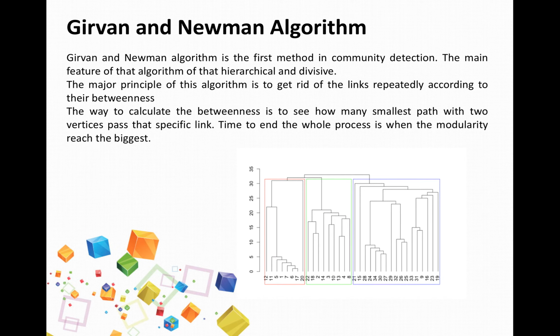And so I will introduce the Newman algorithm. The Newman algorithm is the first method in community detection. The main feature of the algorithm is that it is hierarchical and divisive. The major principle of this algorithm is to get rid of the links repeatedly according to their betweenness, which I introduced in the last pictures. The way to calculate the betweenness is to see how many shortest paths between 2 vertices pass that specific link. The whole process ends when the modularity reaches the biggest. And from these pictures, we can see the whole process ends at these levels because it just reached the highest modularity.